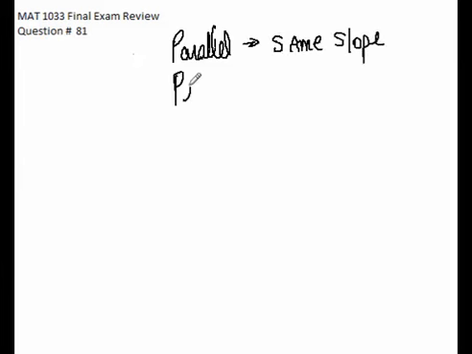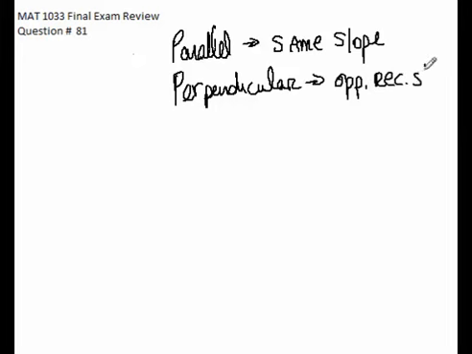MAT1033 Final Exam Review Question 81. We have to decide whether the lines are parallel, perpendicular, or neither. Remember, parallel lines have the same slope. Perpendicular lines have opposite reciprocal slopes. So if you multiplied the slopes, then you should end up with a product of -1.